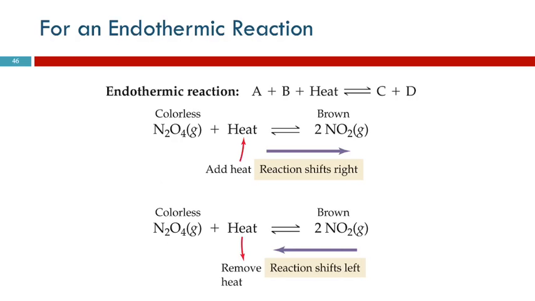Endothermic reaction, think of heat as a reactant. So if we add heat, if we increase the temperature, the reaction will shift towards the right to undo what we did to it. If we remove heat by removing the temperature, it'll shift to the left.